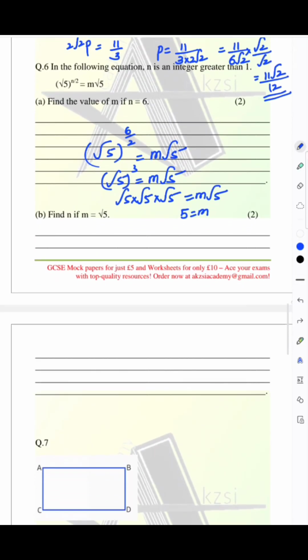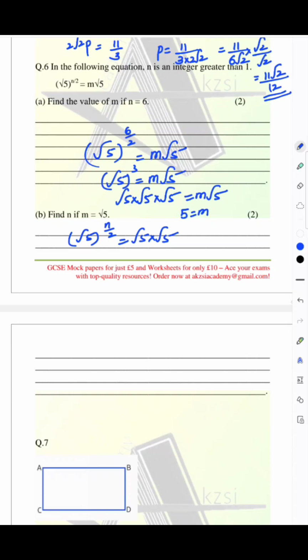Then find n if m is equal to root 5. So find n. That means root 5 whole to the power of n over 2, and m is root 5. So root 5 times root 5 is 5. But whenever we are trying to find any power, just keep in mind that your base number should be the same. So if I multiply root 5 and root 5, it will give me 5.